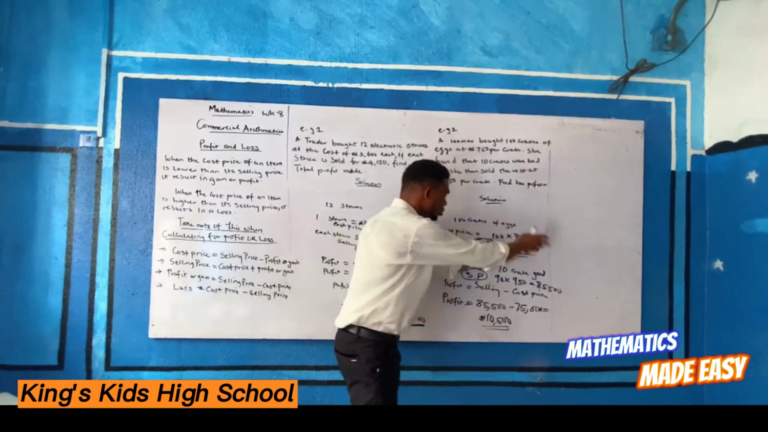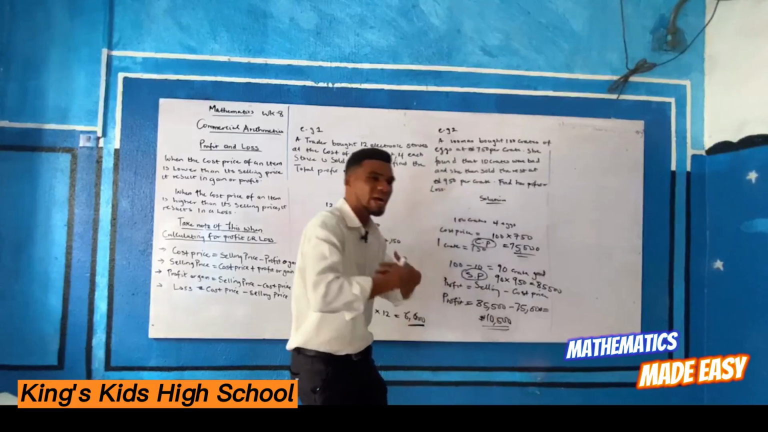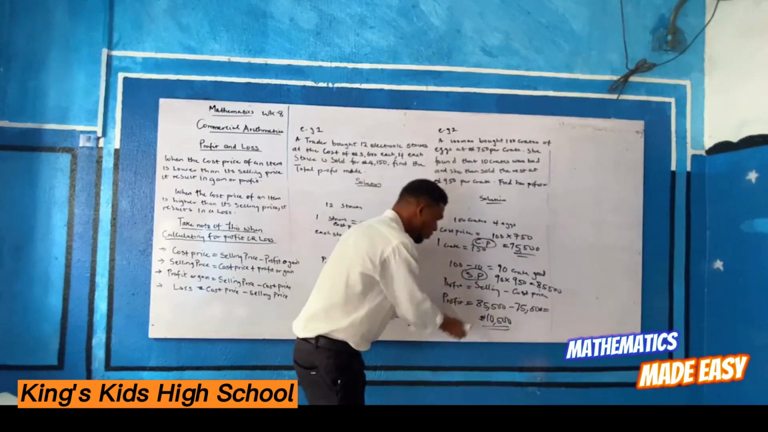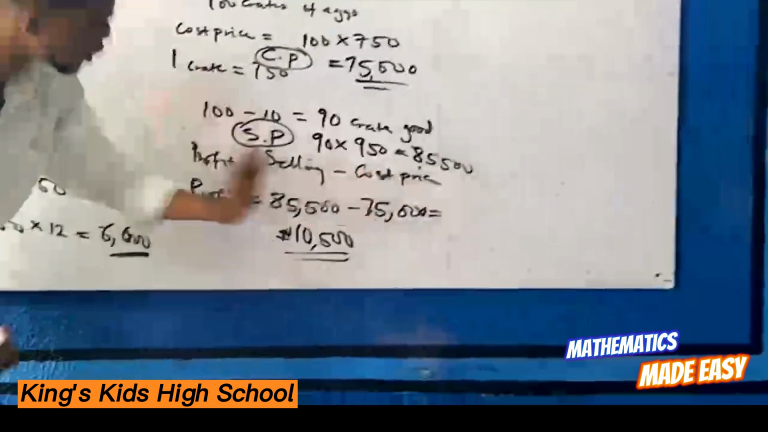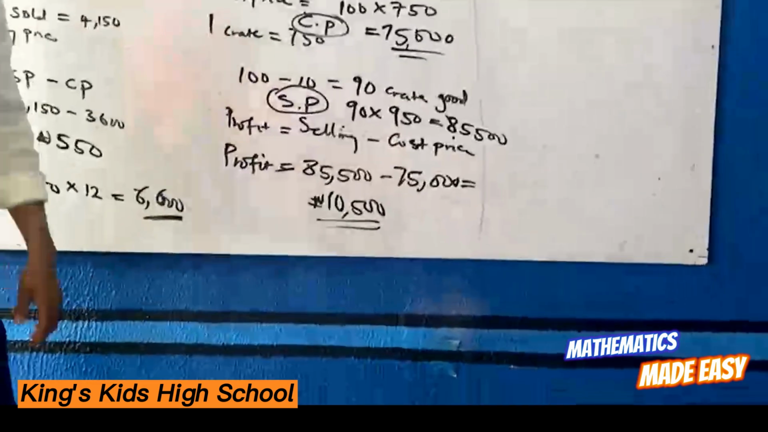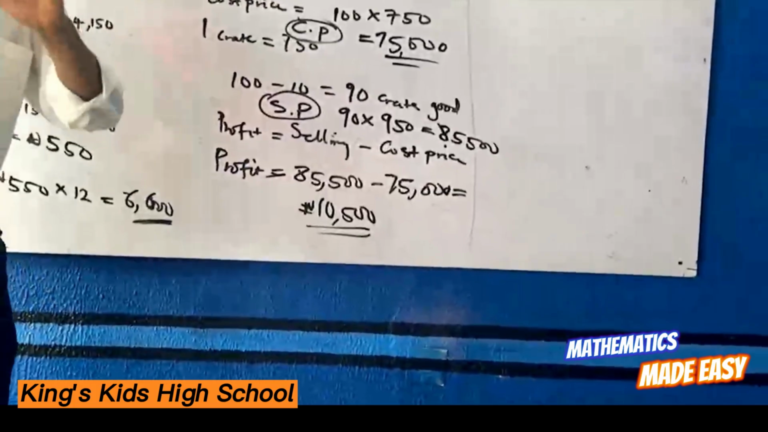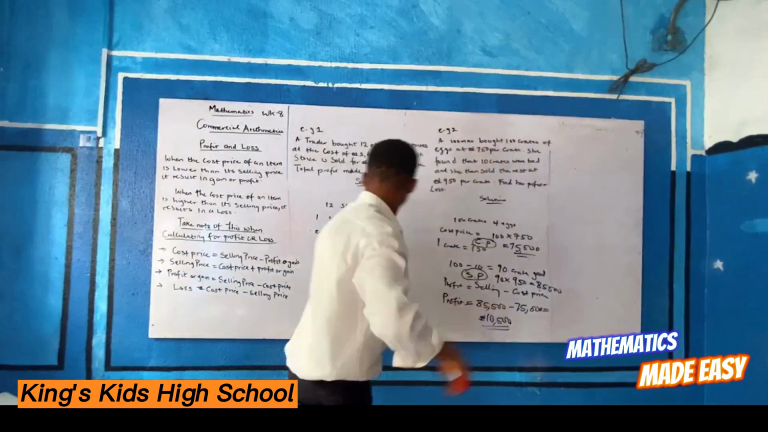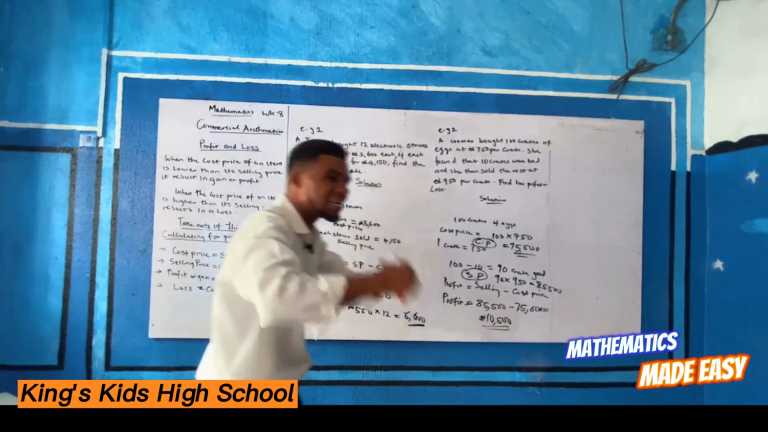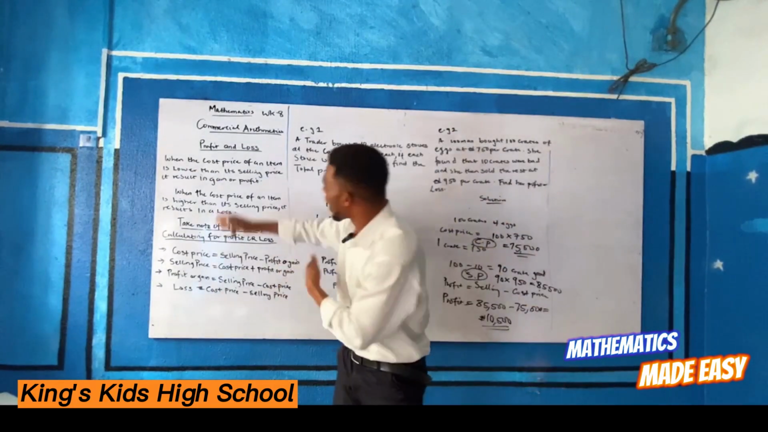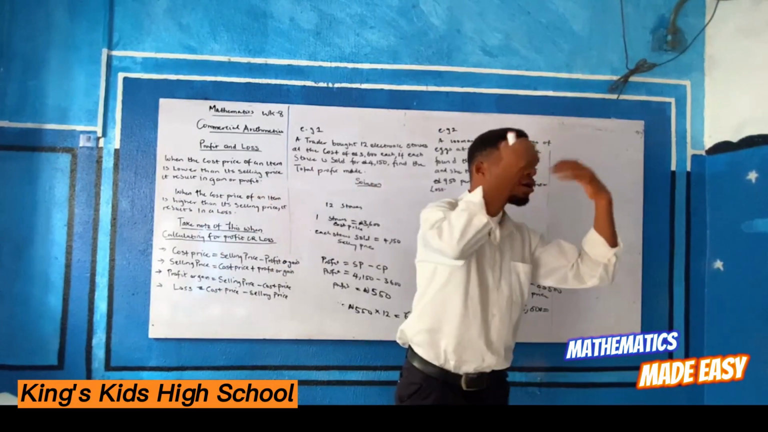So we have gotten our cost price and our selling price. So now let's find out if it is a profit. We now substitute in the selling price minus the cost price will give you the profit. Are you following? Because the reason is, I told you initially that when the cost price of an item is lower than its selling price, what happens? It is gain or profit.